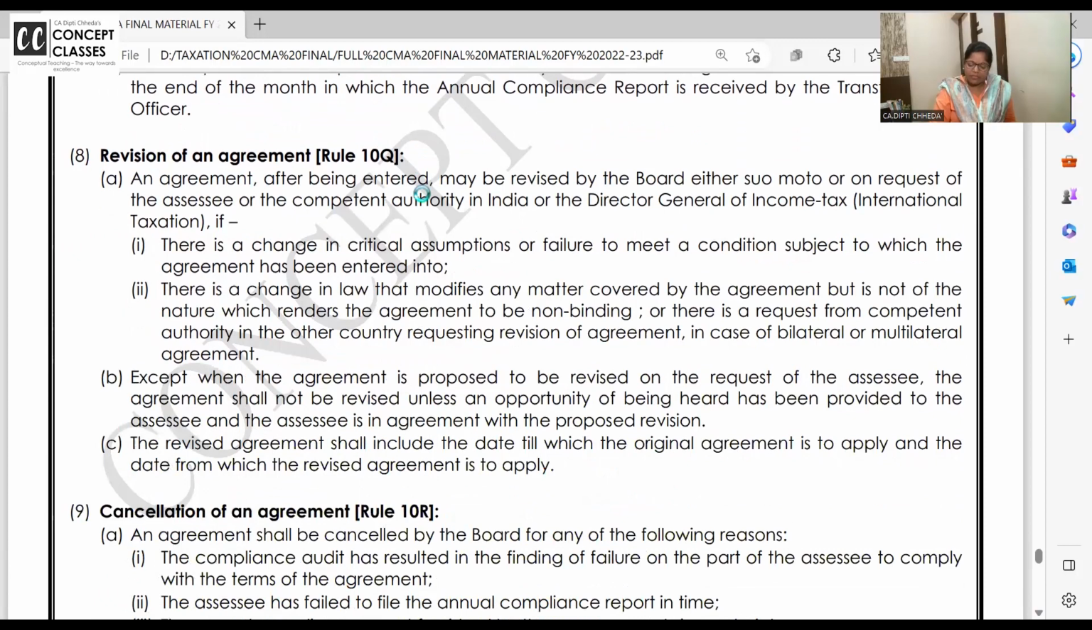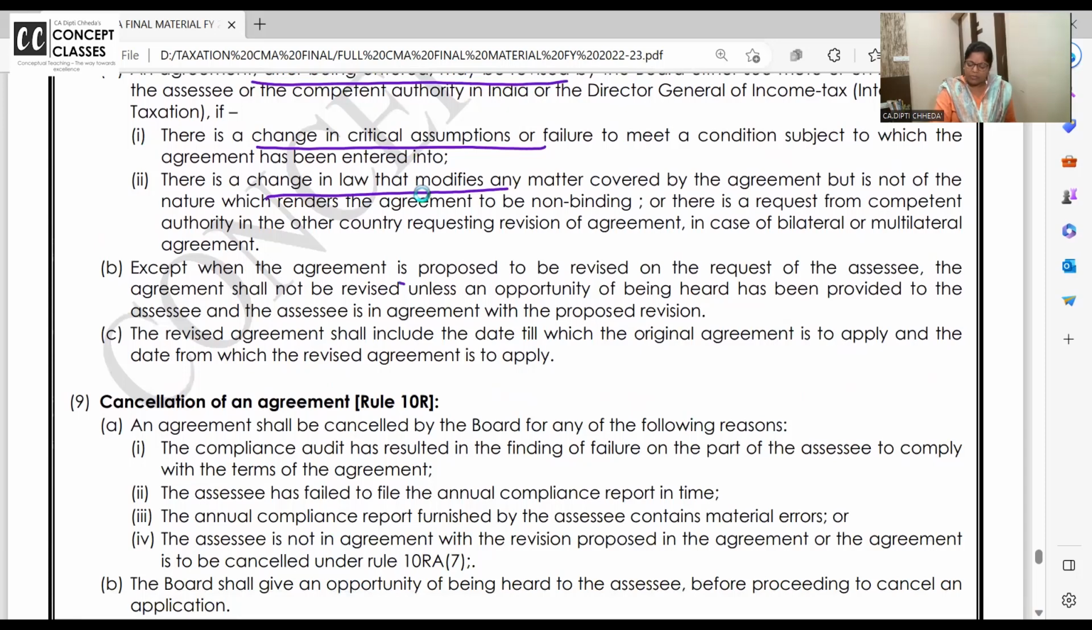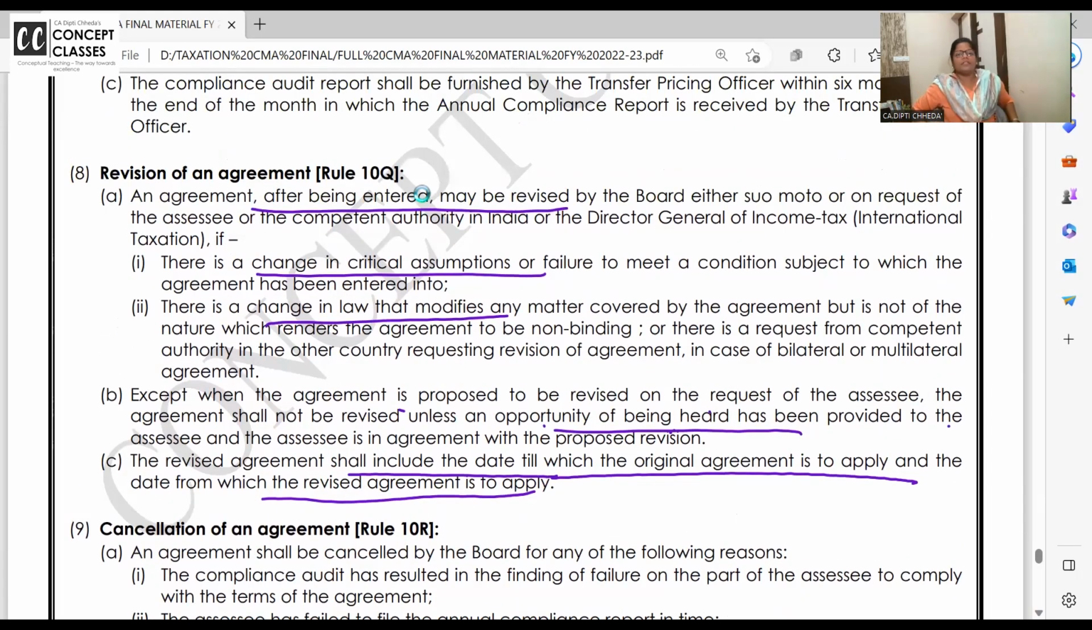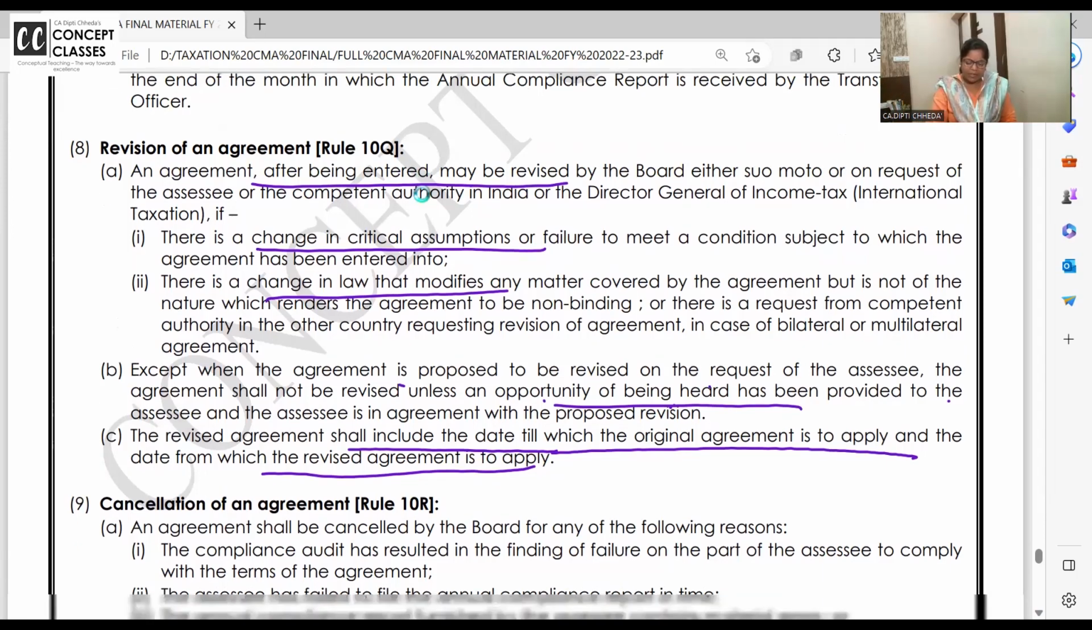ठीक है? Revision of the agreement. If there is a change in assumption, if there is some change in law, can we revise the advance pricing agreement? Yes. Except where agreement is proposed to be revised on request of SSE, the agreement shall not be revised unless you are giving opportunity of being heard. And revised agreement shall include the date till which original agreement and the date from which revised agreement will apply. तो फिर से एक बात, revision of the agreement. You know, if you feel कि advance pricing agreement you have entered but some terms have changed, तो वहां से 5 साल नहीं मिलेगा. Original time जो है ना, same time it will apply.